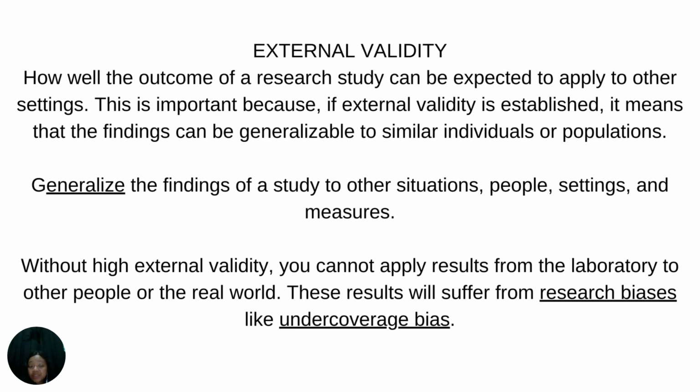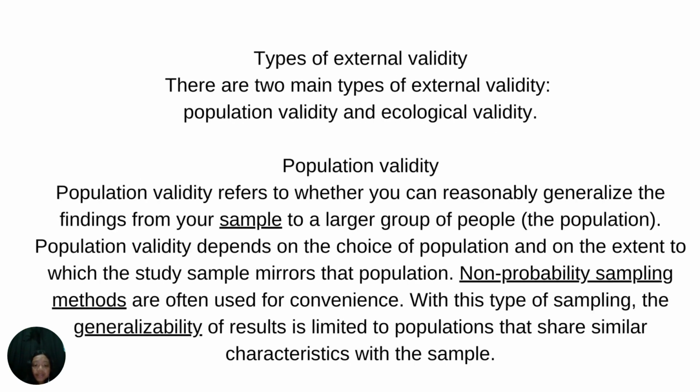So without external validity, you cannot apply results from the laboratory to other people or the real world. The result will suffer from research biases like undercoverage bias. So there are two types of external validity. The first one would be population validity, and the other one would be ecological validity.